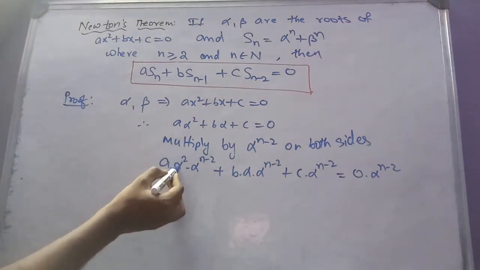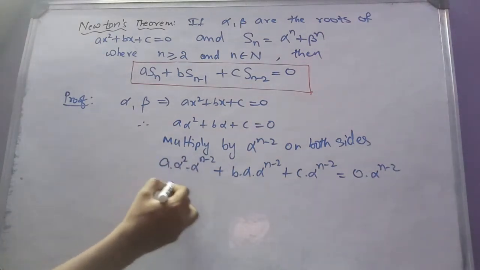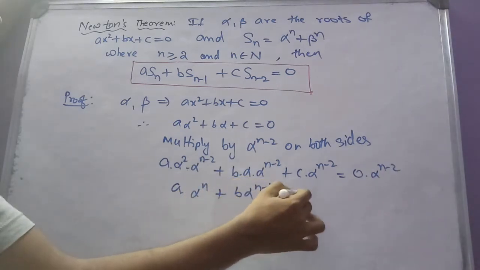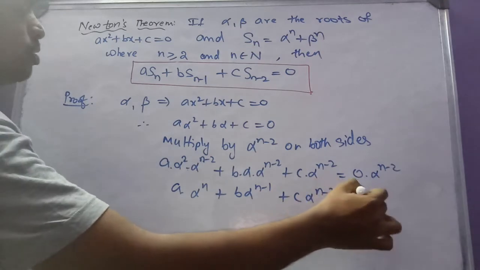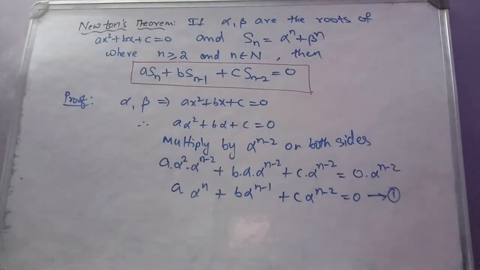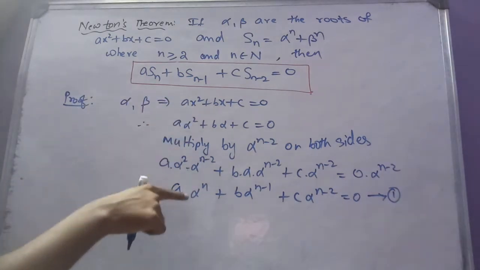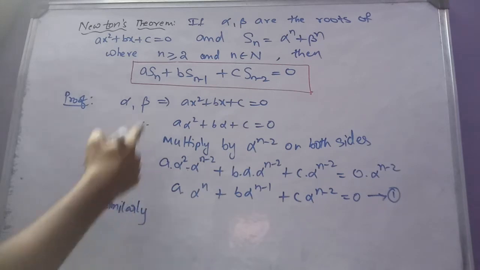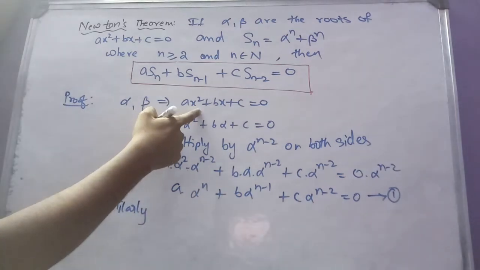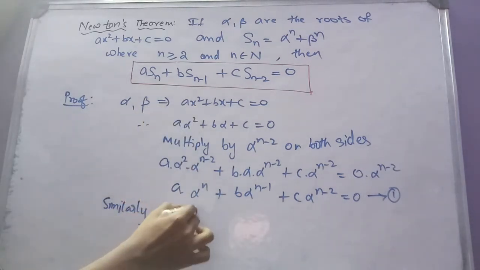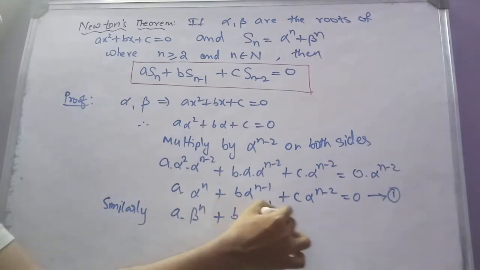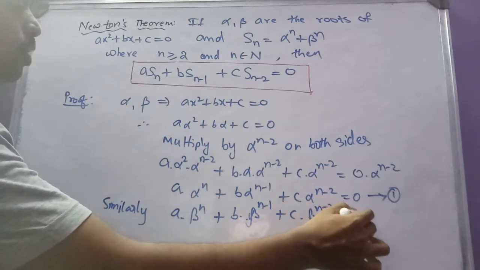So using the a power m into a power n formula, you will get a into alpha power n plus b into alpha power n minus 1 plus c into alpha power n minus 2 equal to 0. Call it equation number 1. If alpha is a root of this equation, I got this. Similarly, beta is also a root of the same equation. Then we will get a into beta power n plus b into beta power n minus 1 plus c into beta power n minus 2 equal to 0.